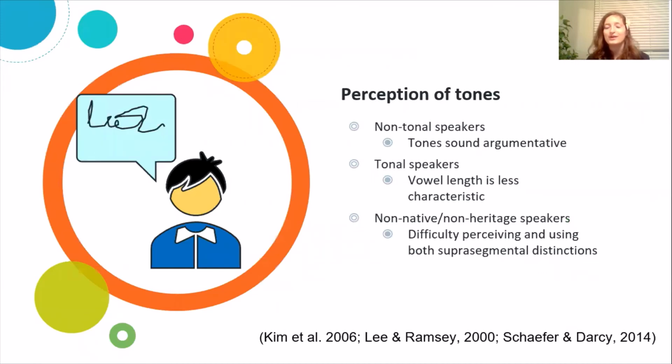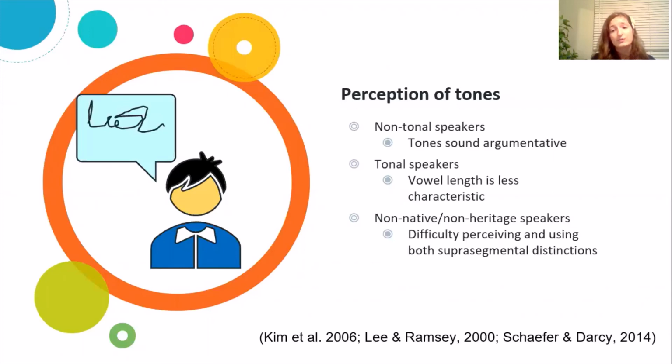Okay, we're going to conclude with a brief note on the perceptions of tones. So for native Korean speakers who come from non-tonal dialects, tones tend to sound a lot more coarse, and they tend to be perceived as sounding more argumentative. The converse is not true for vowel length. Vowel length distinctions leave less of an impression on those who come from tonal speaking dialects, and vowel length is less characteristic of dialects that have it.